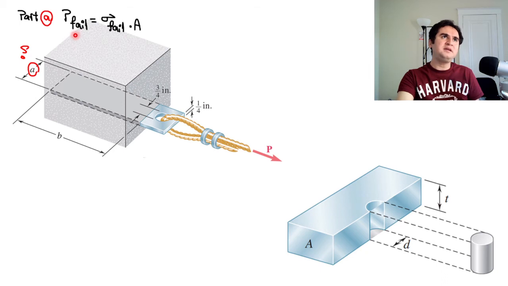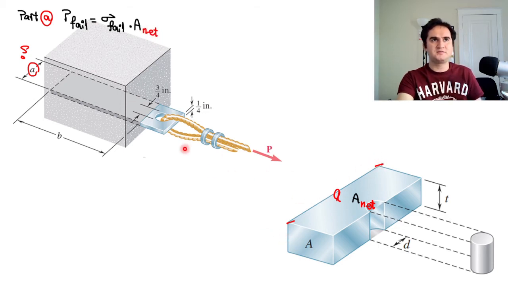So in part A, P failure is sigma failure times the area, and because of the nature of the pulling force and a hole in the steel plate, we need to go by a net cross-sectional area. So if this is A for the plate, the width, we call it A, the cross-sectional area is nothing but a subtraction of A minus the diameter of the hole, times the thickness of the plate, which in our case is a quarter of an inch.